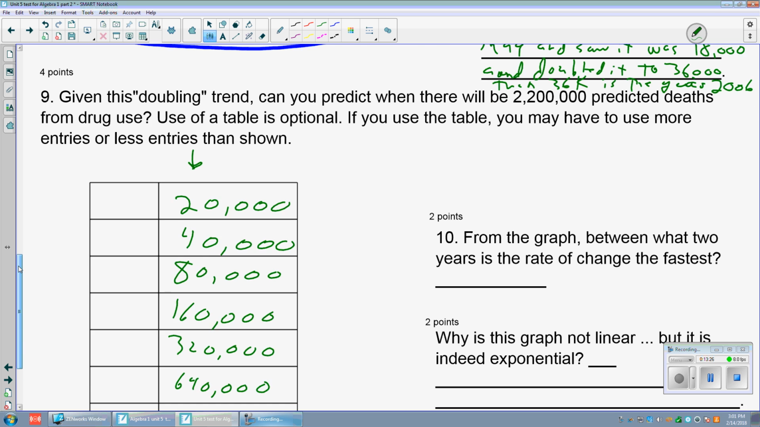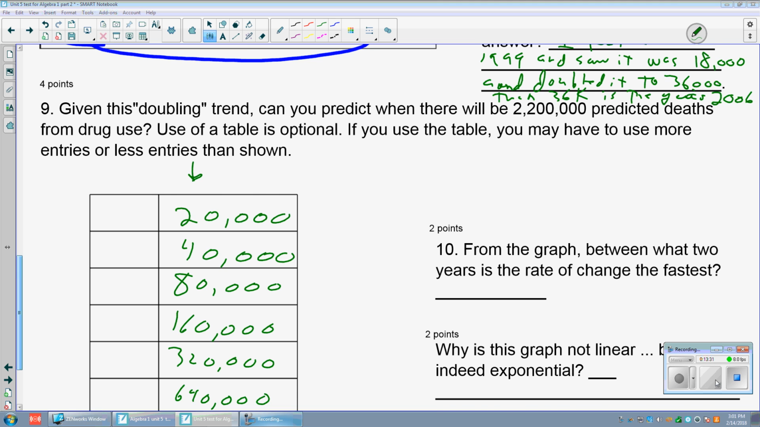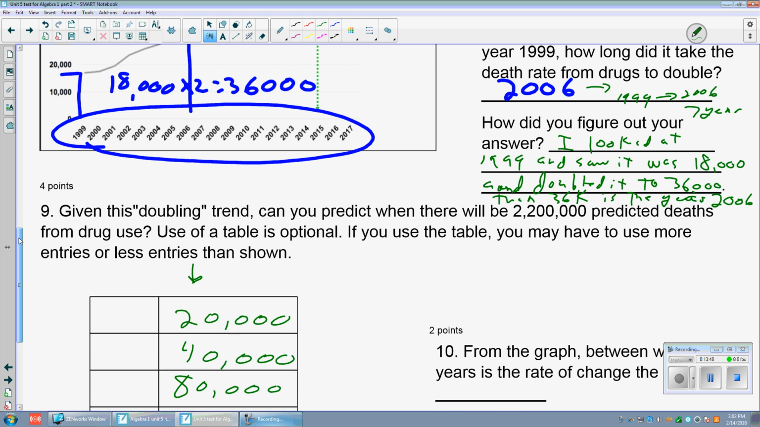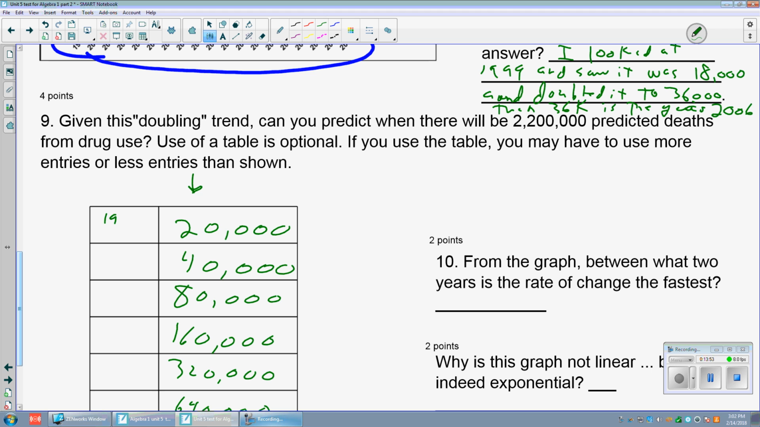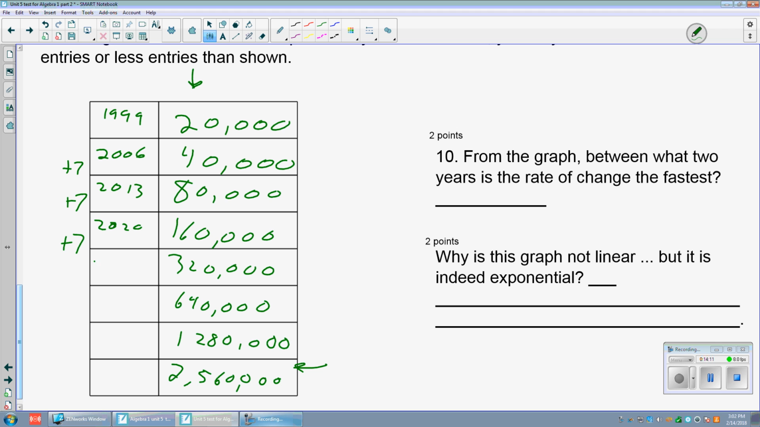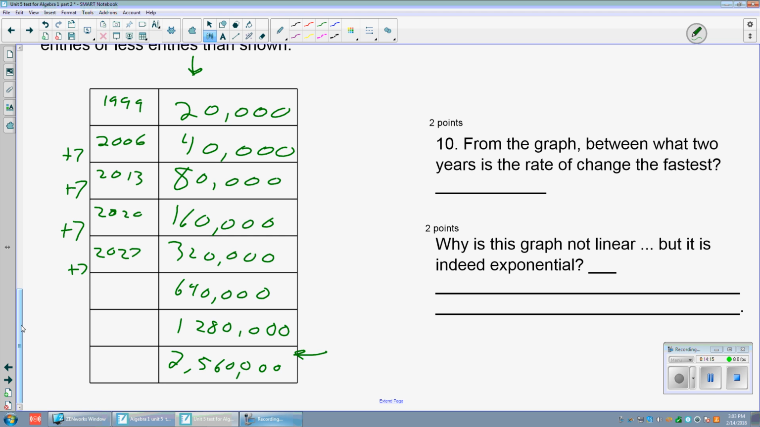Now this was 1999, and it said using this doubling function. Here, I went from 1999 to 2006. So that's 7 years to double. I could have gone to 2007, which would have been like 8 years, or you can go to 10 years, whatever it was, but it's 7 years. So if this is 1999, then this is 7 years later, 2006. And then I'm going to add 7 to it, and I'm going to get 2013. I'm going to add 7 and get 2020. I'm going to add 7 and get 2027. I'm going to add 7. When am I going to stop? When I get down here. I get 2034. And then I get 2041. And then I get 2048. So it's a little bit before 2048.